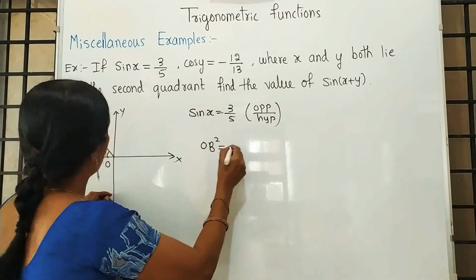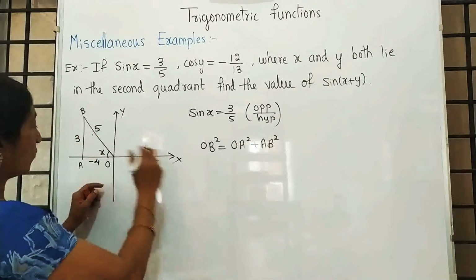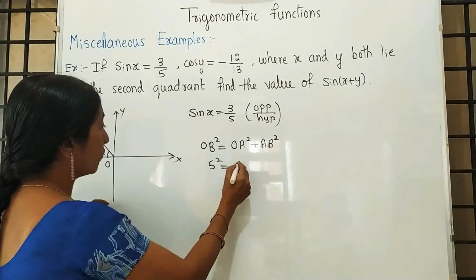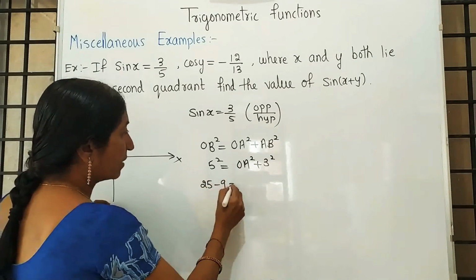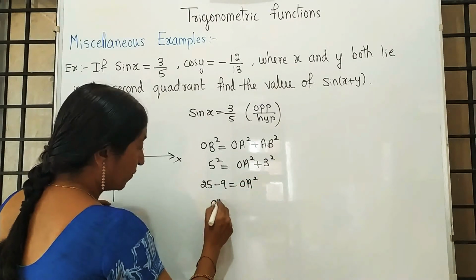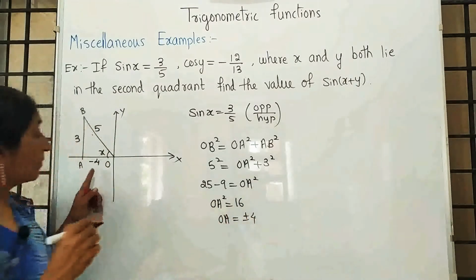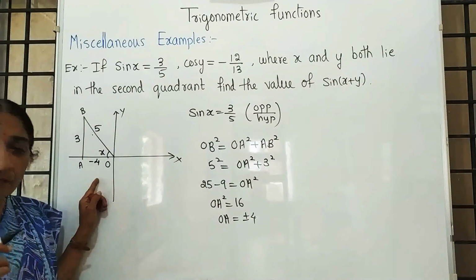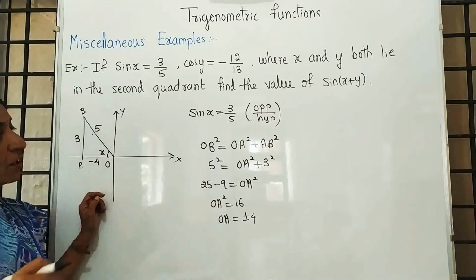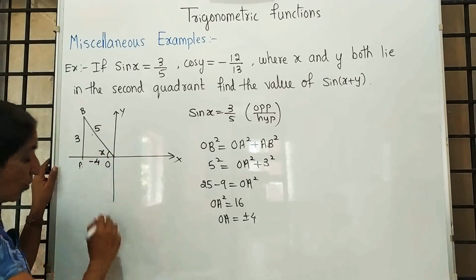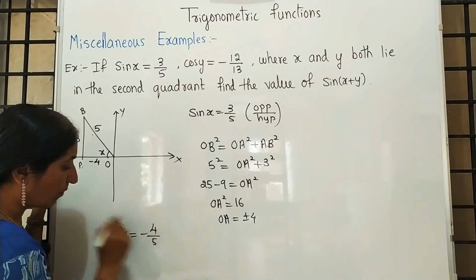OB square is equal to OA square plus AB square. OB square is 5 square, OA square we don't know, and this is 3 square. 25 minus 9 is equal to OA square. OA square is 16, OA is equal to plus or minus 4, but we are taking minus 4. Why? In the second quadrant the x axis value is negative. So this is how we are calculating the value. Now with the help of this figure, write down cos x. Cos x is minus 4 by 5.